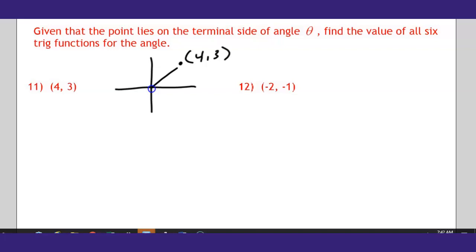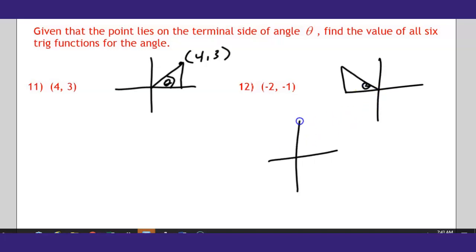So that's where I'm going to draw my right angle. And you always draw theta out of the origin. Theta always, I don't care which quadrant you draw your triangle in, theta will always be at the origin. All right, if I drew one down here, theta would come right there by the origin.